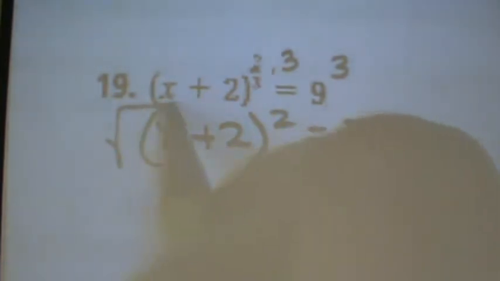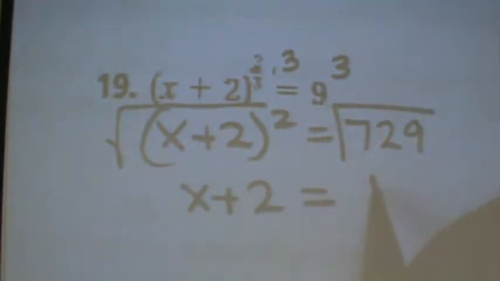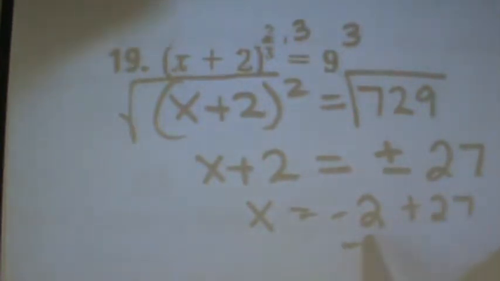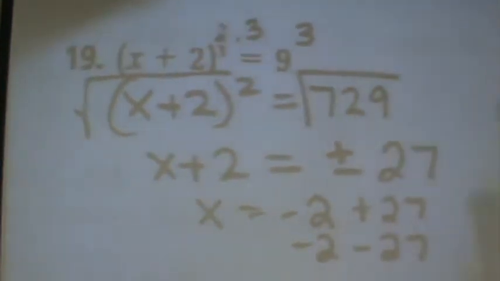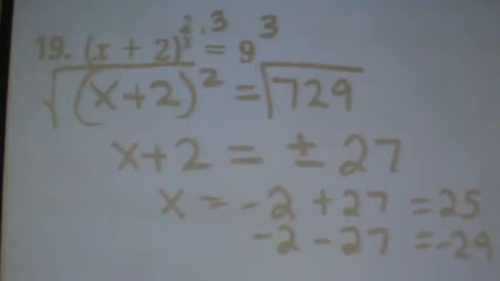Now, you're going to square root 729. Anyone know what the square root is? 27. And then what? Subtract 2. So it's negative 2 plus 27 and negative 2 minus 27. 25 and negative 29. So 25, negative 29. Good? Thumbs up if you get this.